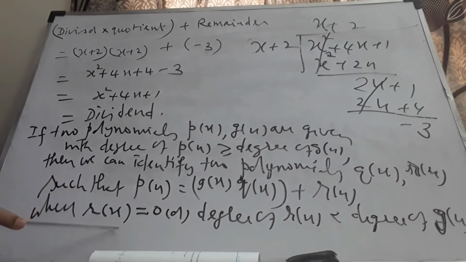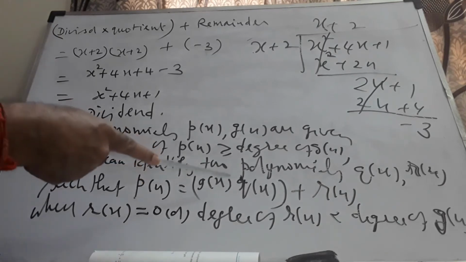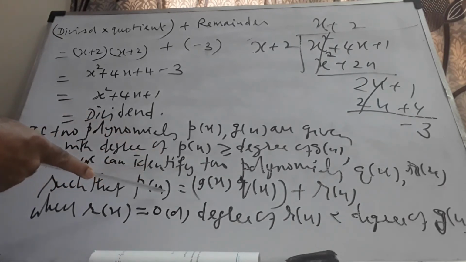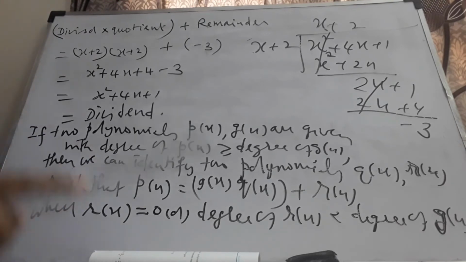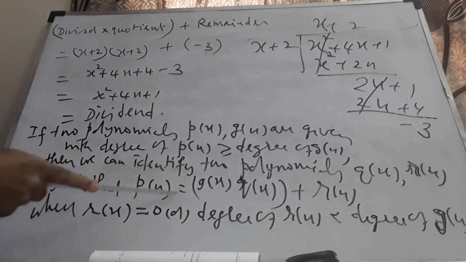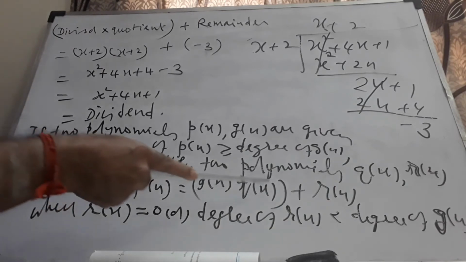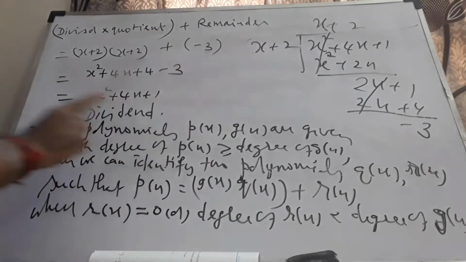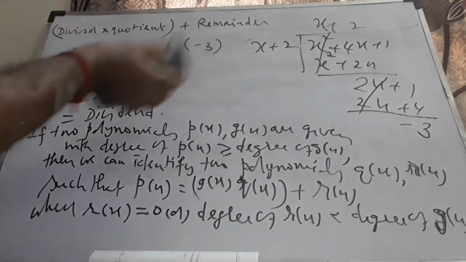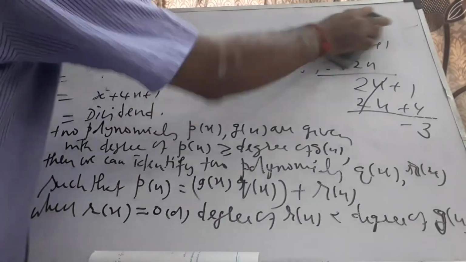If r of x is not equal to 0, we say p of x is not divisible by g of x, or g of x does not divide p of x. These are the things you are supposed to remember. You can also remember: dividend equals quotient times divisor plus remainder. This is what was verified in the previous example.